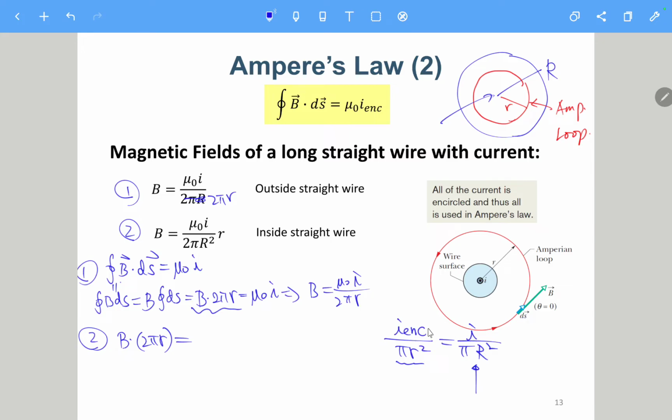Since J is uniform, these two ratios should be the same. This is the current density. Okay, so in that case, pi and pi can be cancelled.